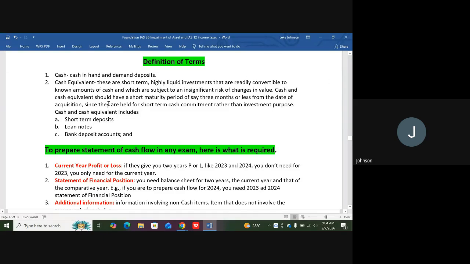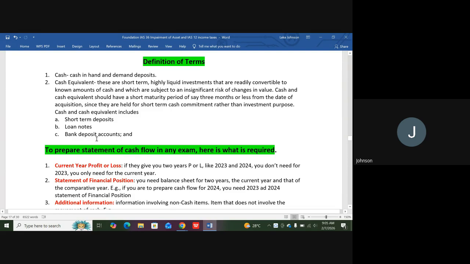Cash and cash equivalent should have a short maturity period, say 3 months or less from the date of acquisition, since they are held for short-term cash commitment rather than investment purpose. Cash and cash equivalent includes short-term deposits, loan notes, bank deposit accounts, and so on.